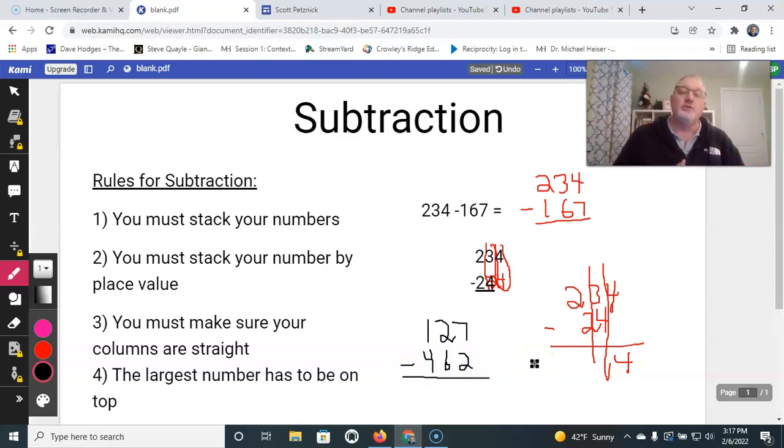And again, these are rules that the kids, over the summer, haven't done for a while, and they'll make these errors, and we have to make sure that we go back and remind them. That's why I like to, in my classroom, go back over the rules. Remember, you got to stack your numbers every time. Remember, your numbers have to be lined up by place value. Make sure that your columns are nice and straight and neat. And when you're doing subtraction, make sure your largest number is on top. All right, those are the 4 rules for subtraction.